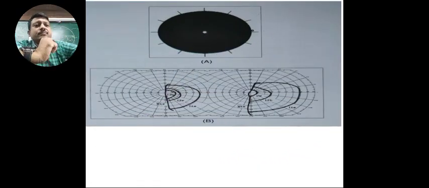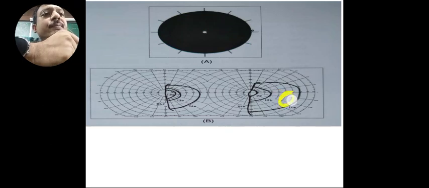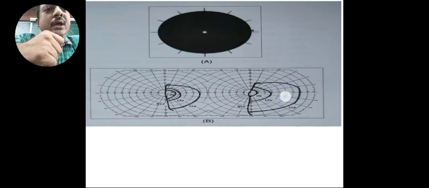Now the next one. This is the loss of visual field on the right side, and this is also the loss of visual field on the right side. For the right eye, the right side, and for the left eye, the right side. So this is known as homonymous hemianopia. Homonymous means same-sided loss of visual field. Hemianopia means loss of half of the visual field.